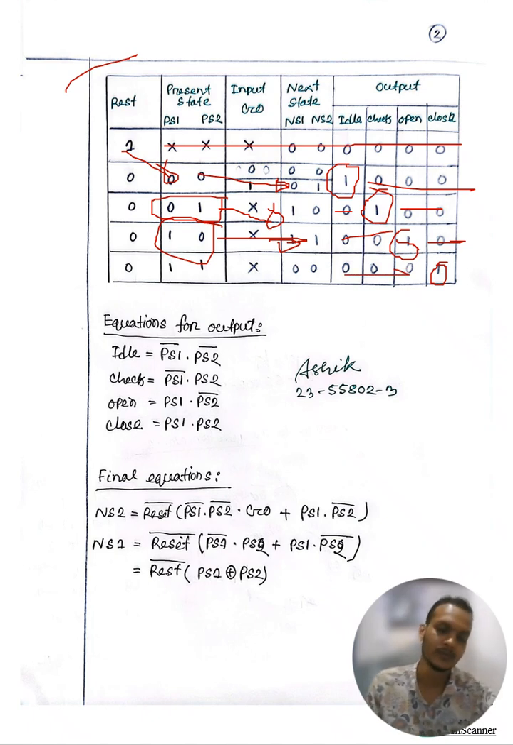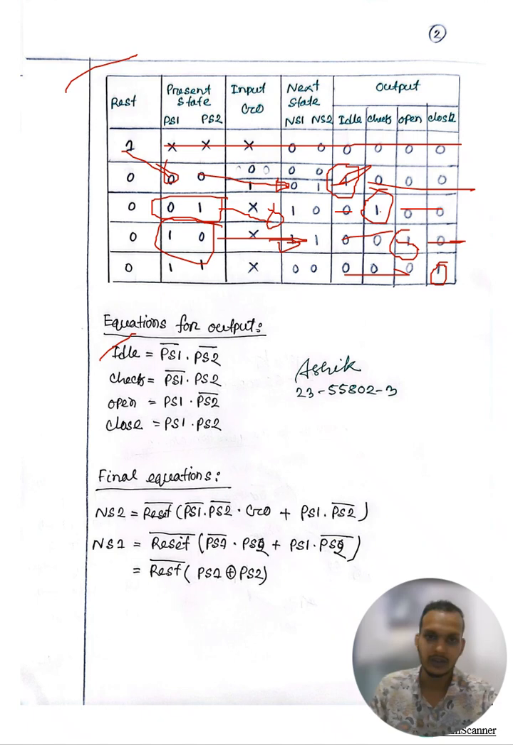Here we will derive the equations for the outputs. For idle, present state 00. For 00, here we derive the sub-expression PS1 bar, PS2 bar. For clock, present state 01. 01 means PS1 bar into PS2. For open, input 10. 10 means PS1 dot PS2 bar.